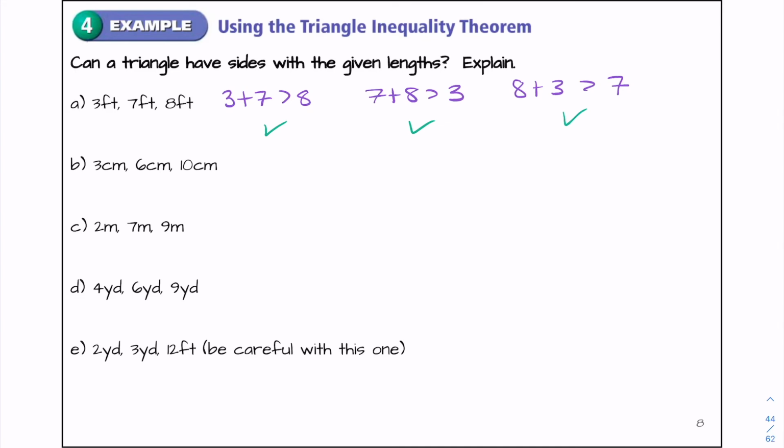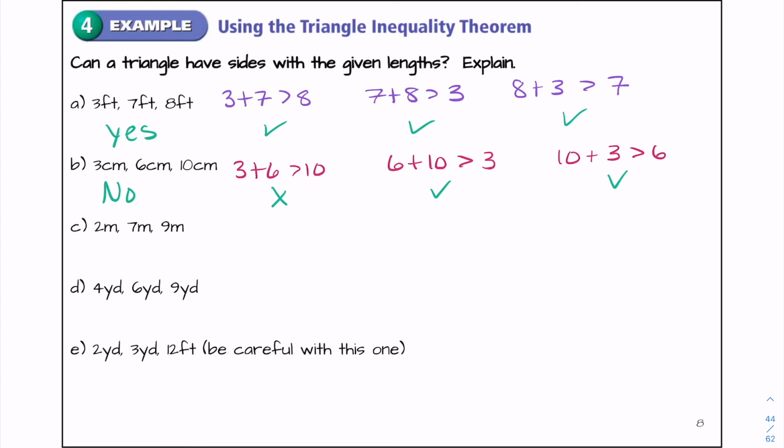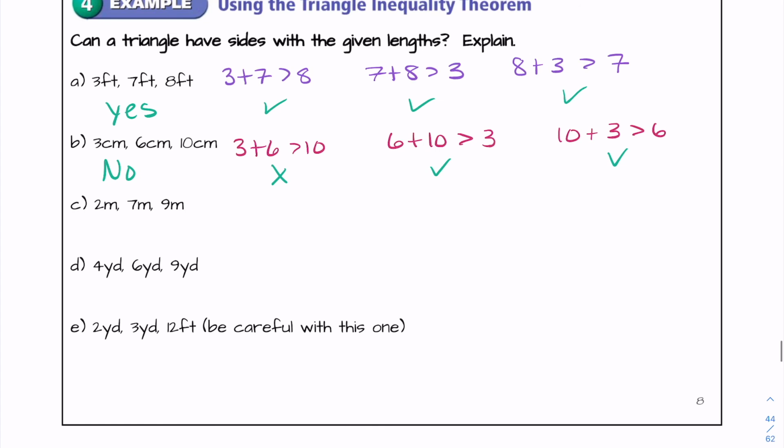So that works. Okay. What about 3 plus 6 greater than 10? Then 6 plus 10 is greater than 3, and 10 plus 3 is greater than 6. Well, it looks like 13 is greater than 6, 16 is greater than 3, but 9 is not greater than 10, so this is a no. So the first one's a yes, the second one is a no. It cannot be a triangle.